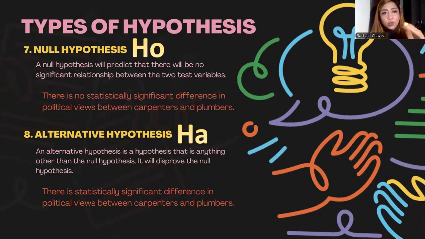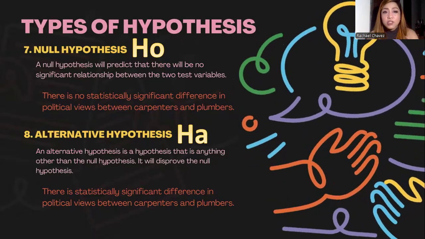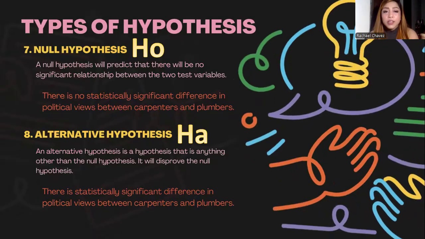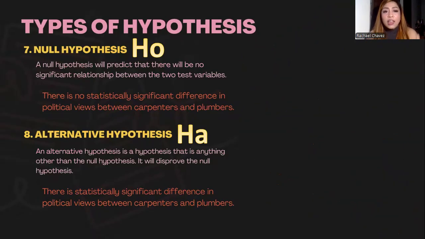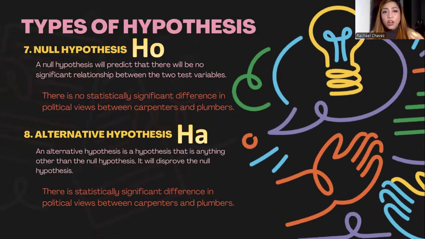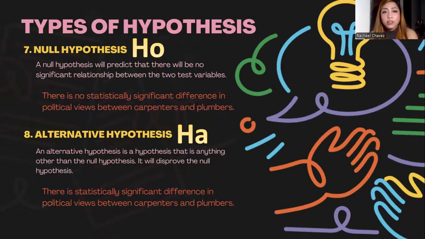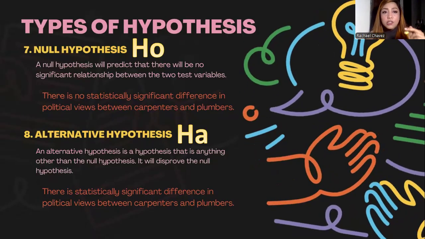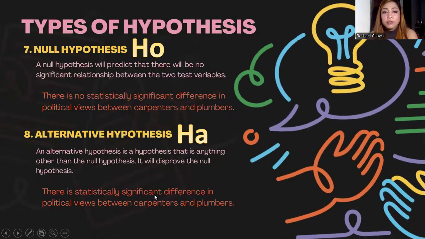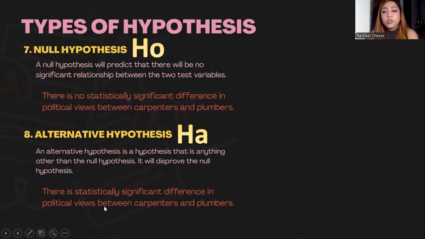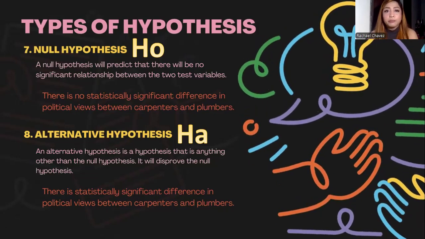No? By the way, these two last types of hypotheses are also known as statistical hypotheses because these two are tested by using statistical treatment. So on the other hand, the alternative hypothesis or HA is the opposite of HO. So ang makikita nyo, ang difference lang yan, yung salitang no. So for alternative hypothesis, kabaliktaran nga siya ng null, so wala na yung salitang no. So there is a statistically significant difference in political views between carpenters and plumbers. Okay, so ito yung dalawang ipagagawa ko sa next PT natin.